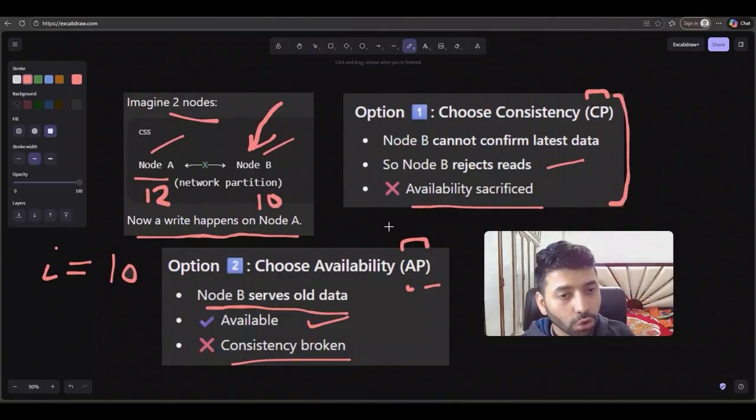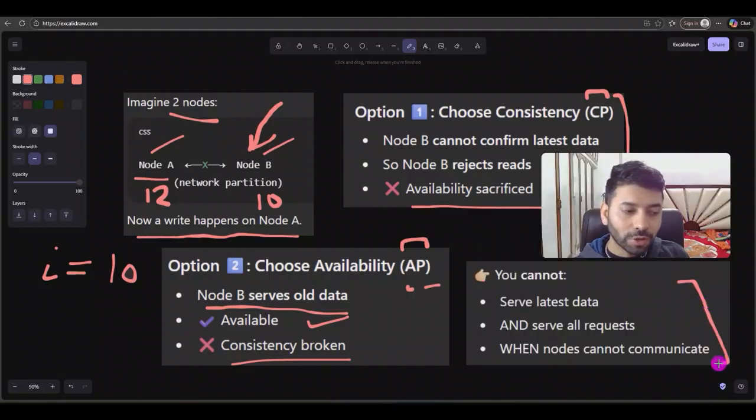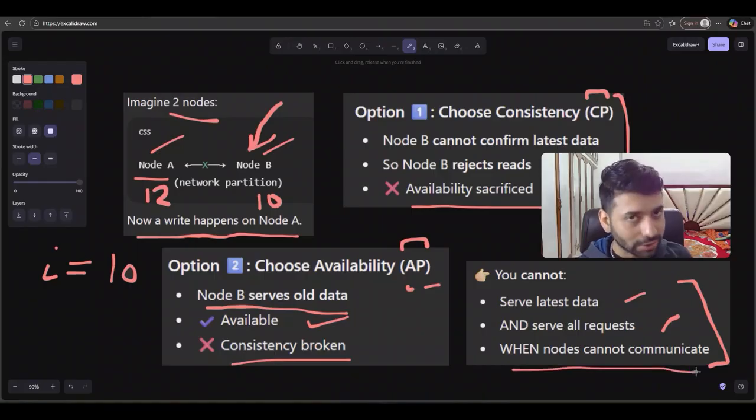So clearly you can see in both of these cases we are able to follow only two of the things. Either we are doing consistency with partition tolerance or availability with partition tolerance. We cannot do all three of these together. So when we talk about distributed systems, you cannot do all three together. Consistency requires the latest data, right? But at the same time, availability means you give a non-error or proper response to all of the requests. So both of these cannot work together in distributed systems, correct?